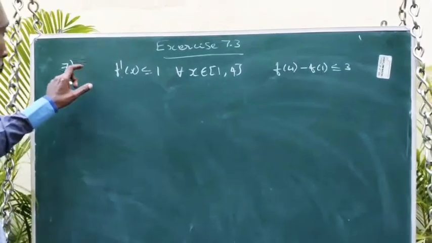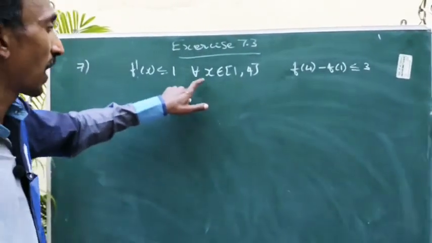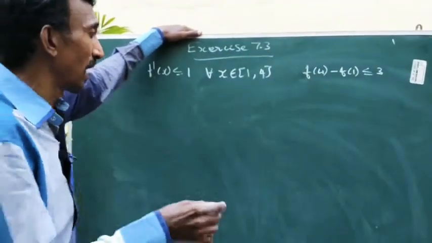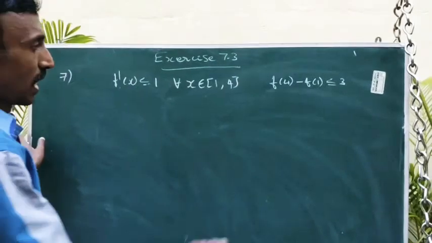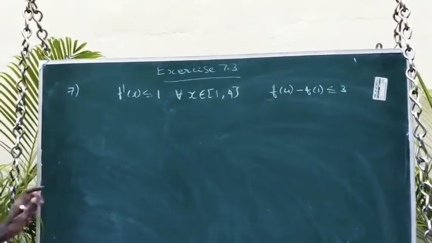Suppose that for a function f of x, f dash of x less than or equal to 1 for all 1 less than or equal to x less than or equal to 4. That means x belongs to closed interval 1 comma 4. Show that f of 4 minus f of 1 less than or equal to 3. So that is our aim.